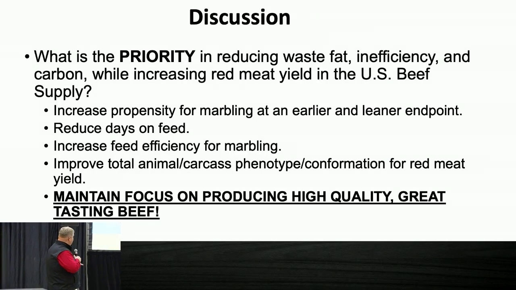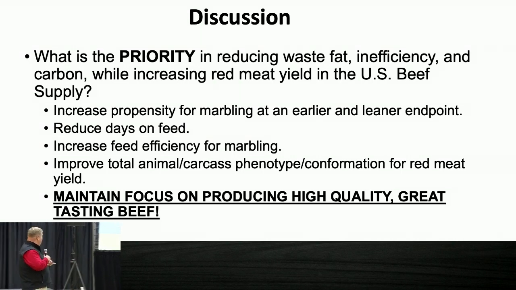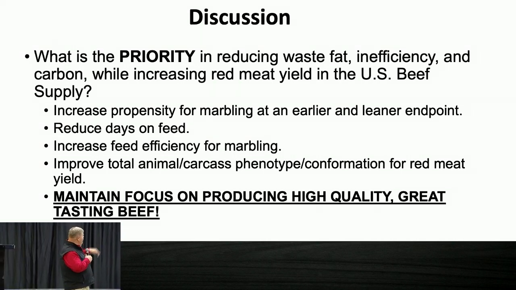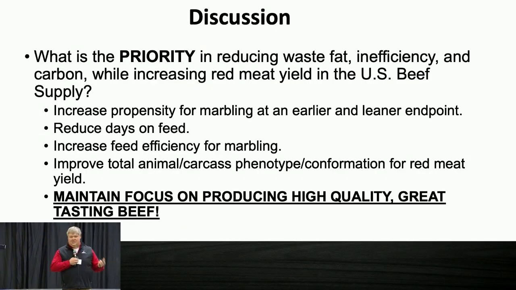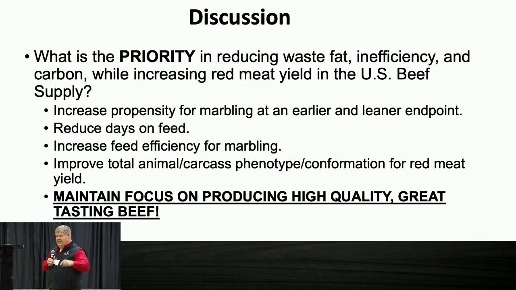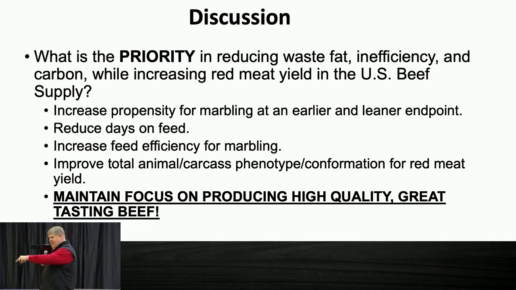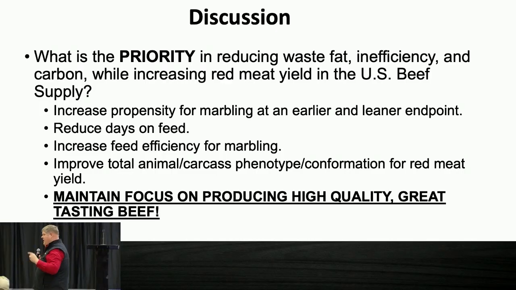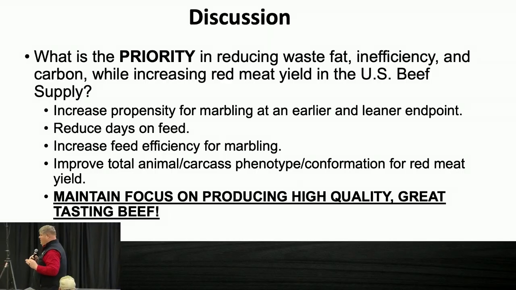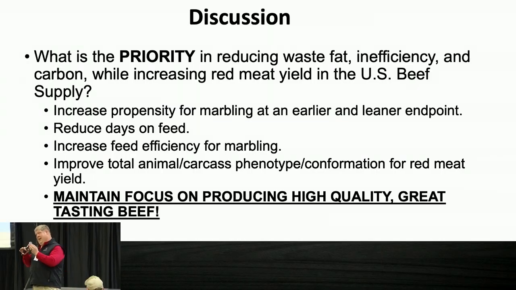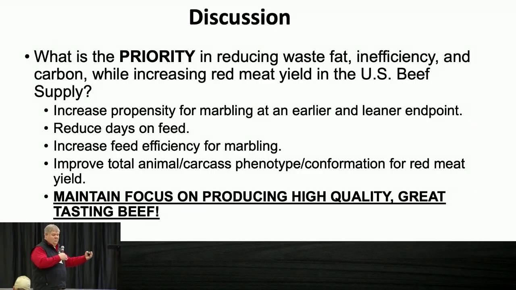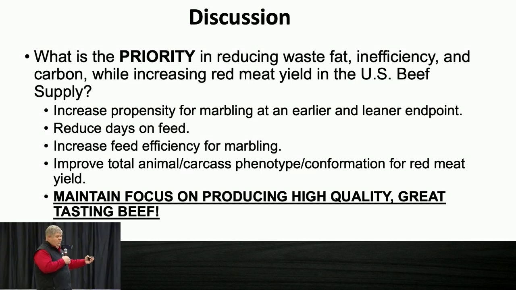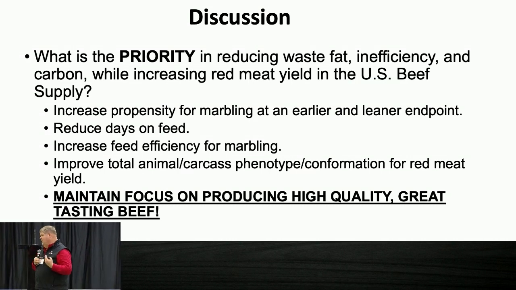The priority is in reducing waste fat, eating efficiency, and carbon while increasing red meat yield. So what do we have to do? Increase the propensity of marbling at an earlier and leaner endpoint. The fastest progress to be made here is to get cattle to marble at lighter weights and with less fat. That will happen genetically speaking. The ultimate goal is we have to make those type of cattle bigger, because our industry does need the carcass weight. We are dependent today upon the carcass weight to fill orders for beef. So we can't just go in and subtract 150 pounds of carcass weight.